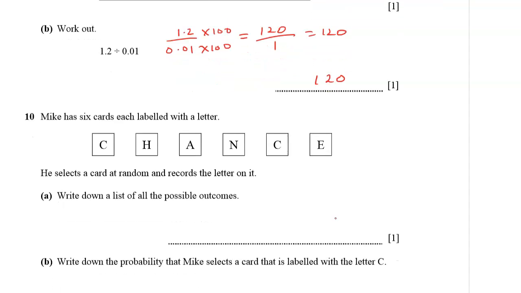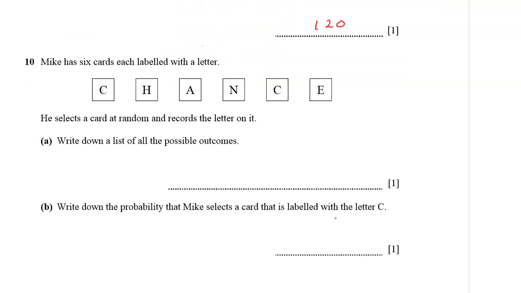Okay. Number 10. Mike has 6 cards, each labeled with a letter. So the letters spell CHANCE. He selects a card at random and records the letter on it. Write down the list of all possible outcomes. Of course, we have 2 C's here. So even if he chooses C twice, he may not know which C is chosen. So the possible outcomes will be C, H, A, N, E. So CHANCE is the possible outcome.